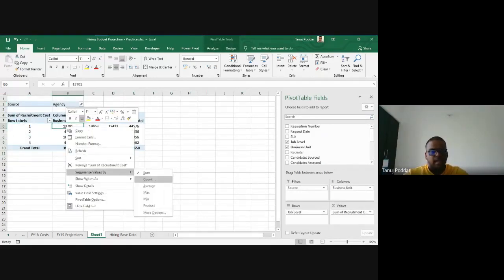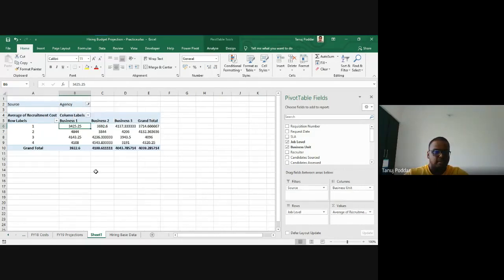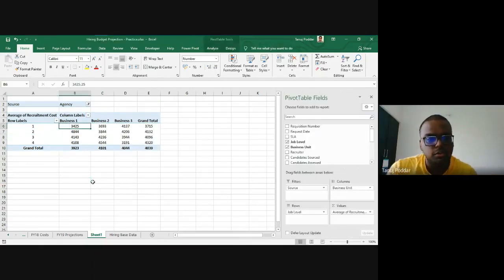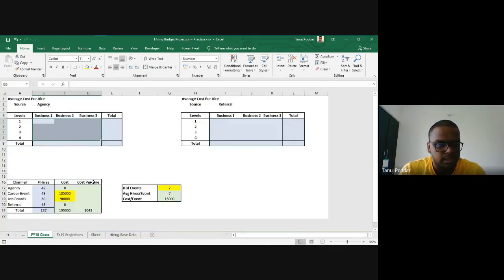Right? And I can simply, instead of sum of the cost, just do average. And as you will see, the average that I just showed you a little while before, 3425.25, is what gets calculated. So this is the calculation that I'm going to use to paste the values in the sheet of FY18 cost, right?